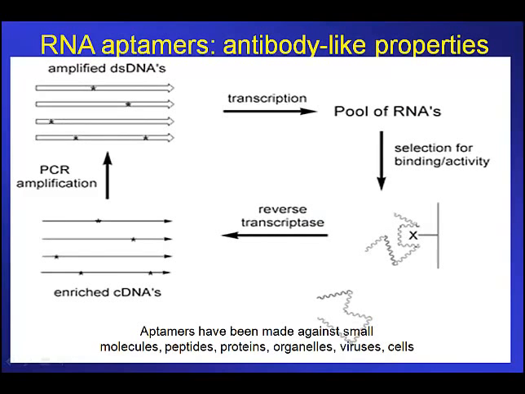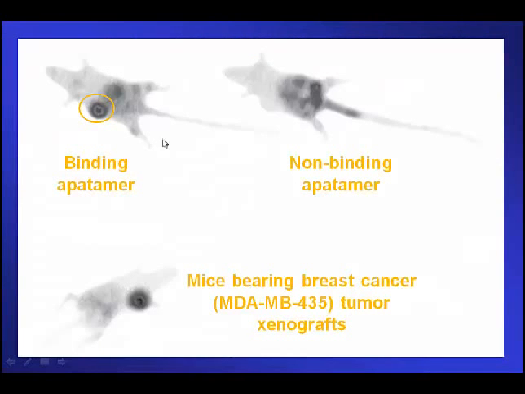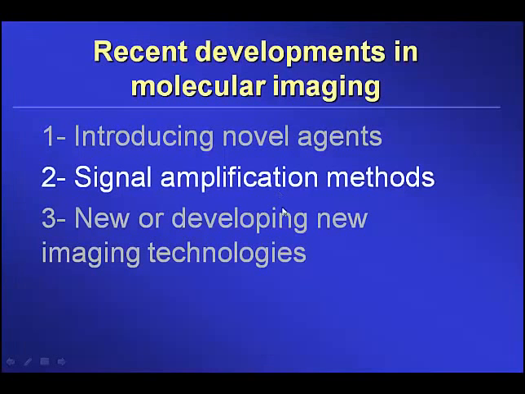RNA aptamer has antibody-like properties, as I said, and we can benefit from this novel agent for molecular imaging. See here in this nude mice, which has xenografted breast cancer: if the aptamer is binding, you can see it is shown. But if the aptamer is not binding, you can see it is not shown in this example. So the benefit of introducing novel agents will give us more ideas about what is happening as a basis of a disease for molecular imaging.